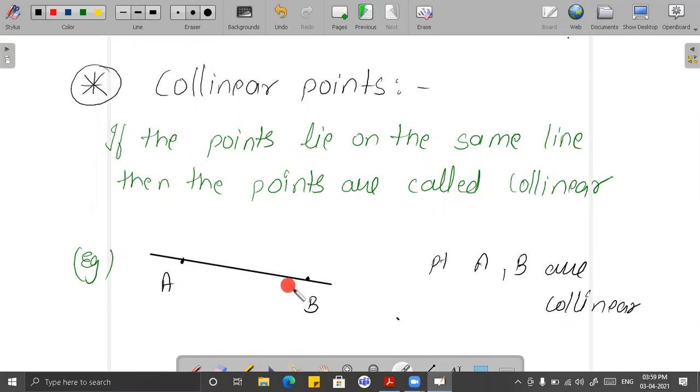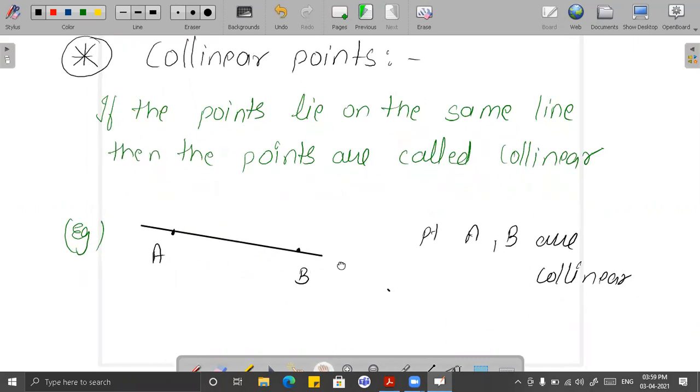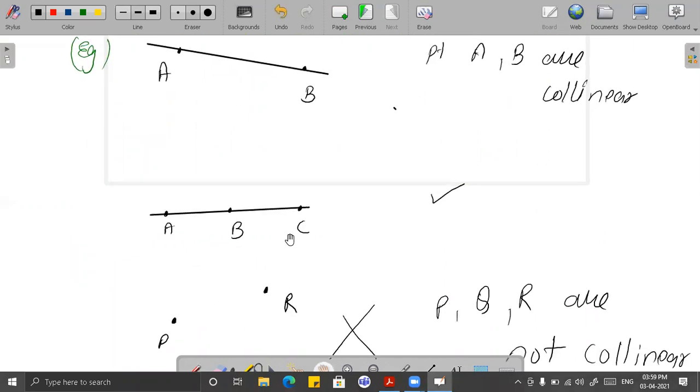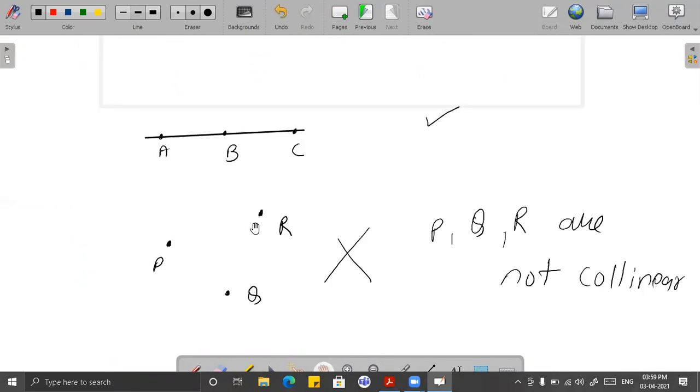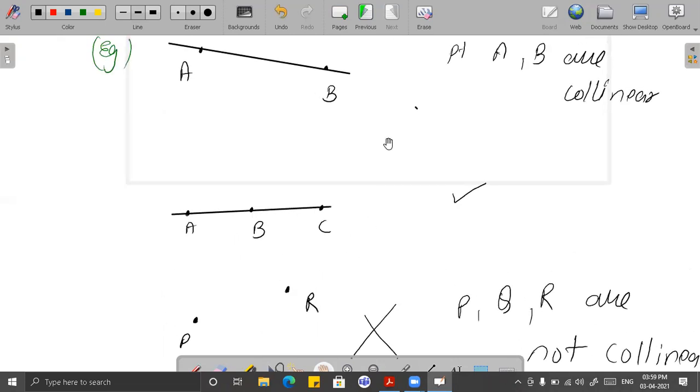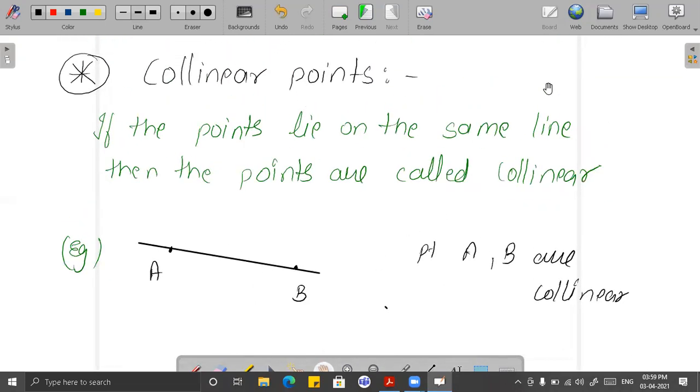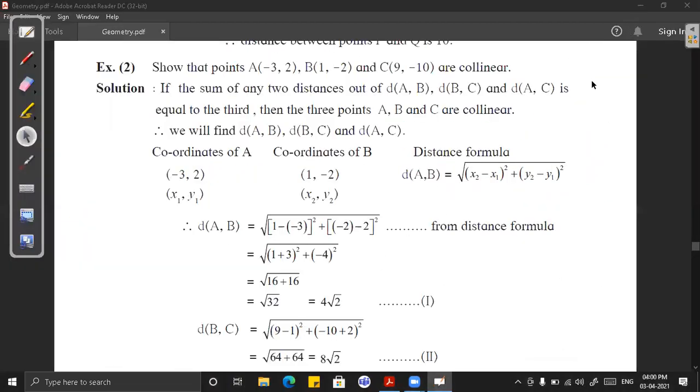A and B are collinear, so they lie on the same line. Similarly, A, B, C are collinear, but in this case, P, Q, R were not collinear because P, Q and R do not lie on the same line. So points lying on the same line are collinear. We'll do one example of checking whether points are collinear or not.